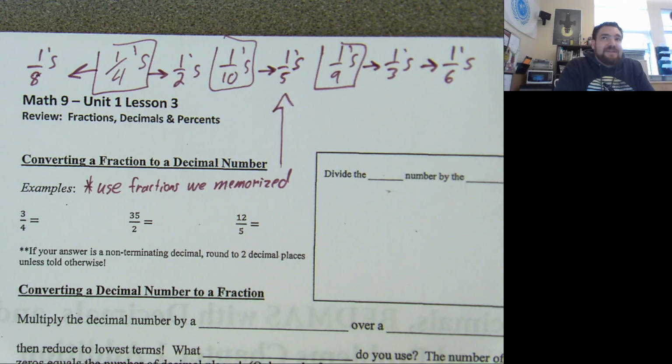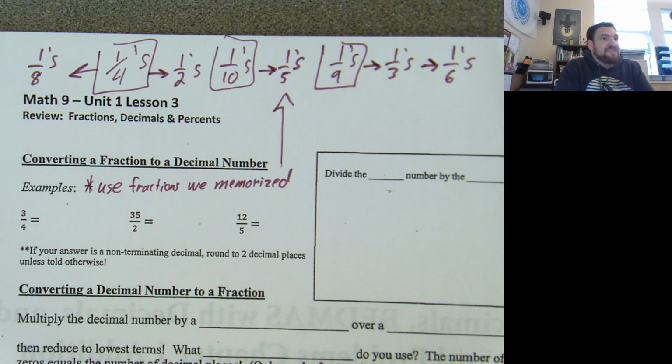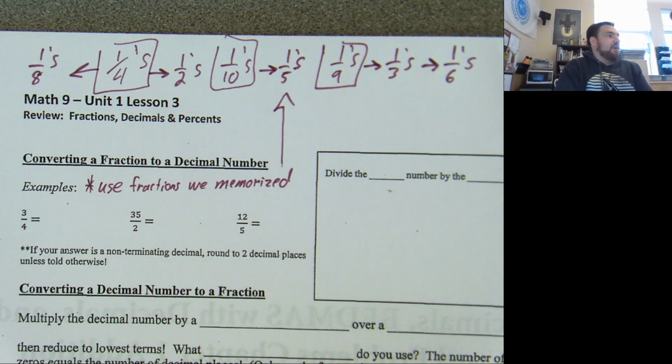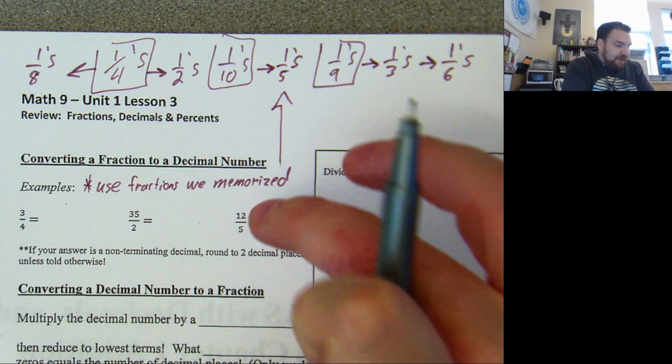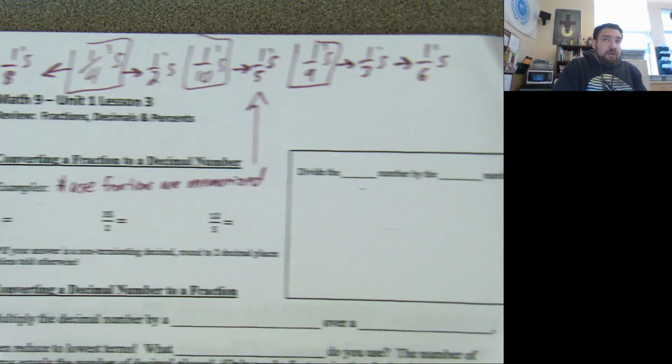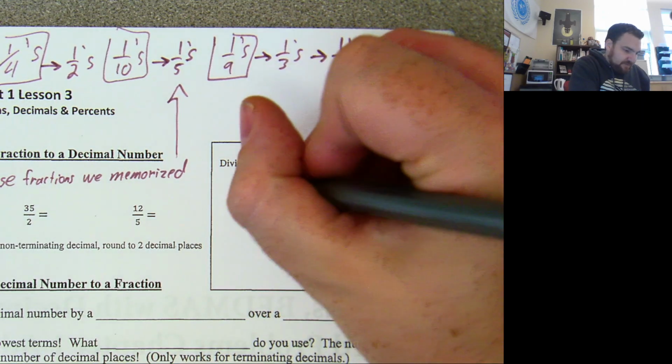The only thing then that we're missing are the sevenths, and I will never ask you to memorize the sevenths. The sevenths will now and forever always be terrible. To figure out the sevenths, you've got to long divide, or pull out a calculator, but I'm not letting you use a calculator. So, long division it is. So we can use the fractions we memorized, or we long divide.